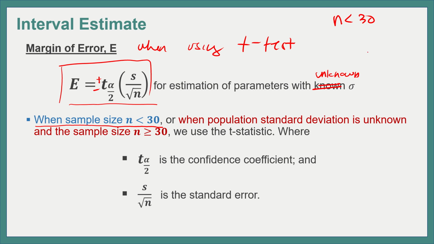Another case is when our n is greater than or equal to 30, but our population standard deviation is unknown, then we will use this second equation in order to solve for the margin of error. So again, if n is less than 30, automatic, we will use this equation to solve for our margin of error. And another situation is if we have n that is greater than or equal to 30, but we do not know the value of the population standard deviation, then we will use this equation.